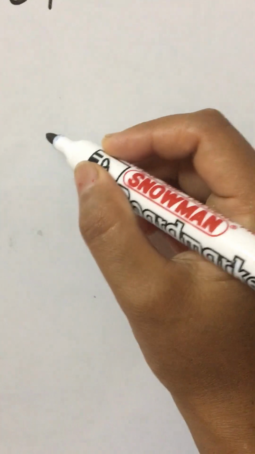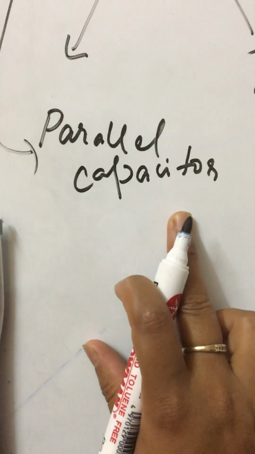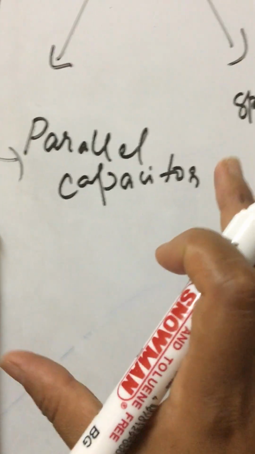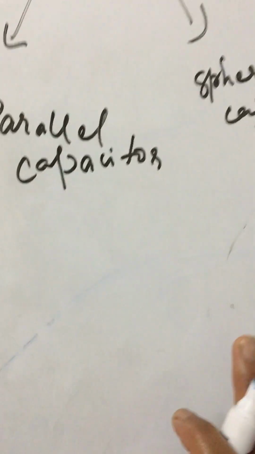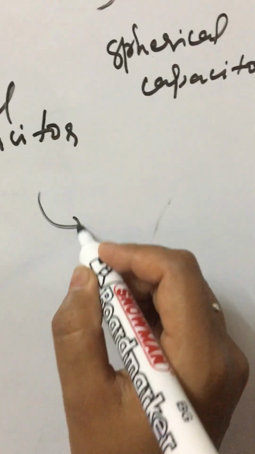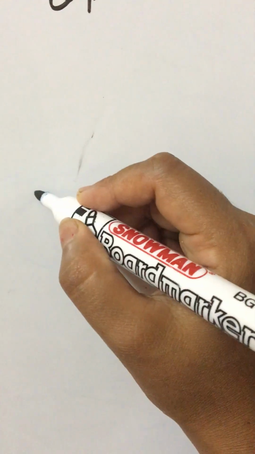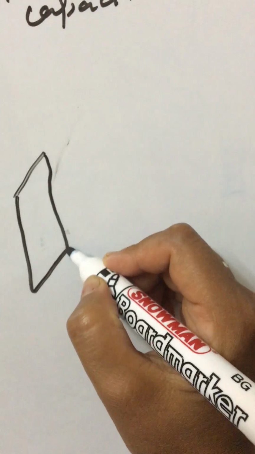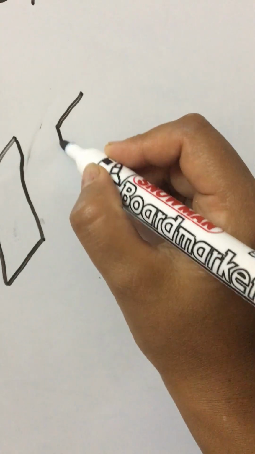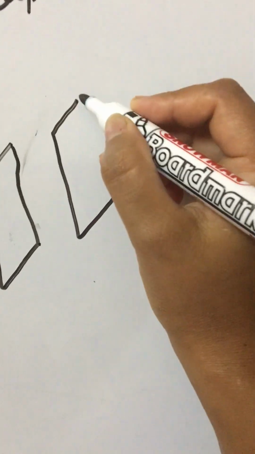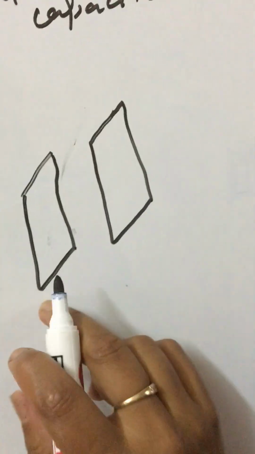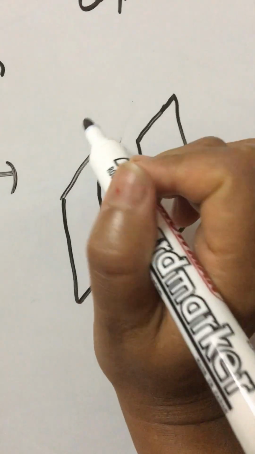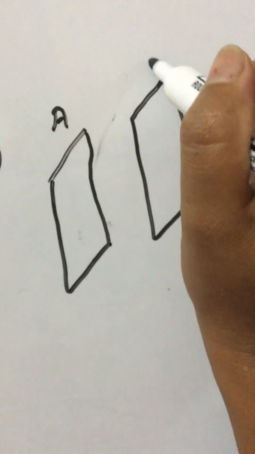In a parallel capacitor, basically it comprises two plates. I'm talking exclusively about the parallel capacitor because this is important for your study and for your exam also. It looks like two plates, and the two plates will have a small separation in between. The areas of the plates will be the same.